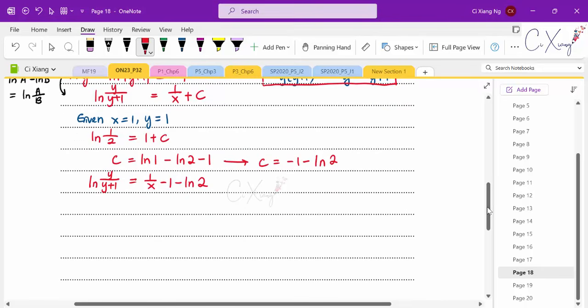This is my particular solution. And now I'm going to rephrase my equation slowly so that I can get y in terms of x. First of all, the ln 2, I want to group them to the left so that all the ln are on the left. So when I take the ln 2 over, it is plus ln 2. So plus ln 2 means you multiply the 2 with the y.